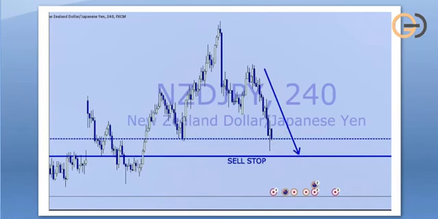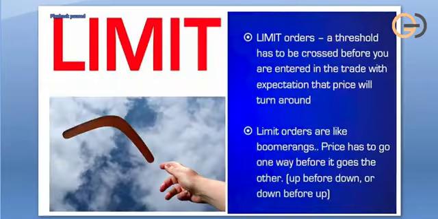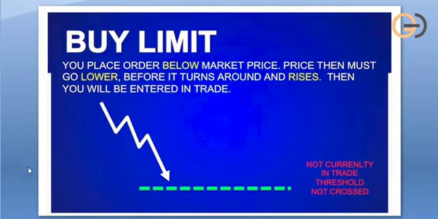A buy stop is the same thing. When the price is moving up, there is a particular line you should cross before you are entered into the trade. So that is for that. Then we have limit orders. You can use sell limits, and also you can use buy limits. A limit order helps you to take an order in the opposite direction.